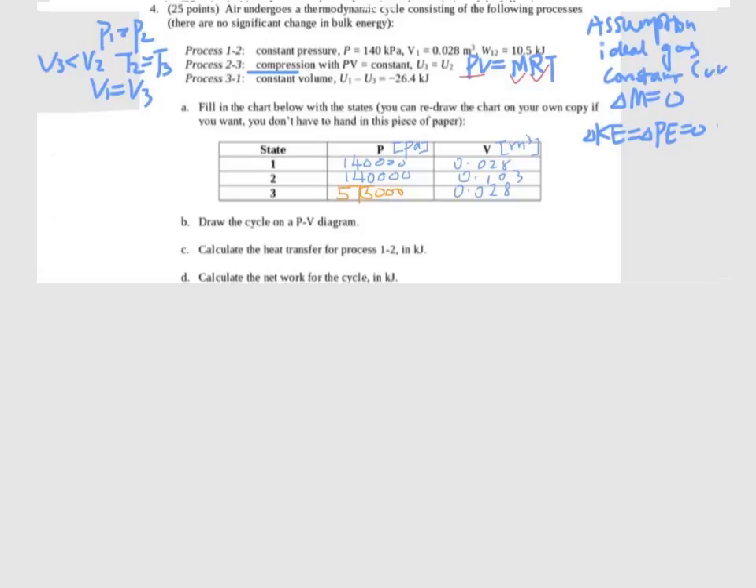Hi everyone, today we're going to continue our analysis on this three-step cycle. So we've discussed parts A, B, and C. Today we're going to talk about part D, where we need to calculate the net work for the entire cycle.